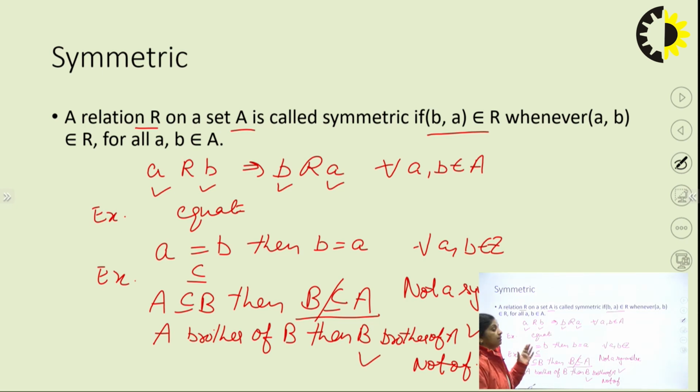So we have studied reflexive. In reflexive, A is related to itself, and in symmetric, A is related to B means B is related to A.